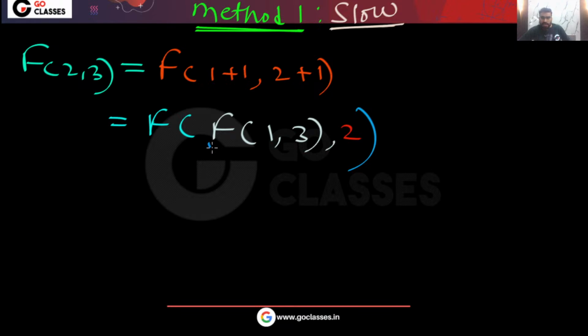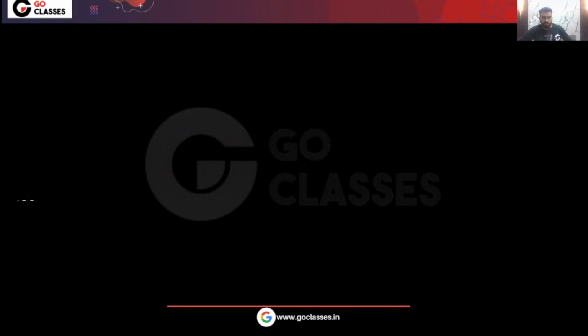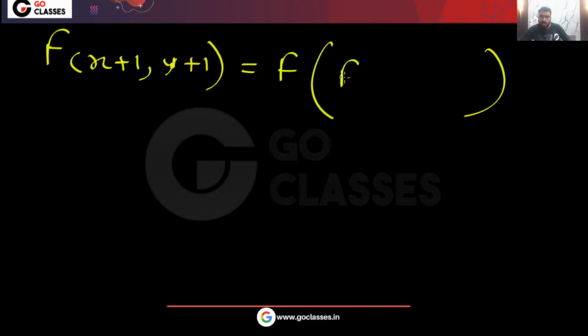Now tell me, what is f(1,3)? What is that value? Is this clear? See, what is f(2,3)? If you want to find f(2,3), let me quickly tell you. This is given to you: f(x+1, y+1) is equal to f(x, y+1) comma y. This is given to you.